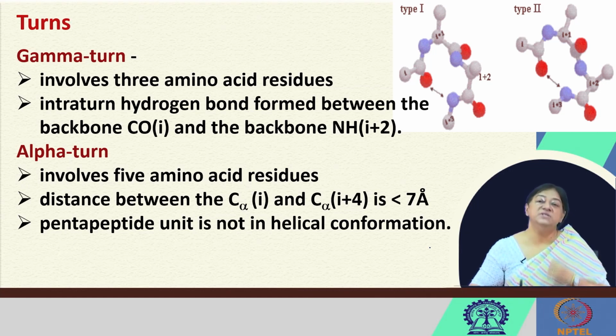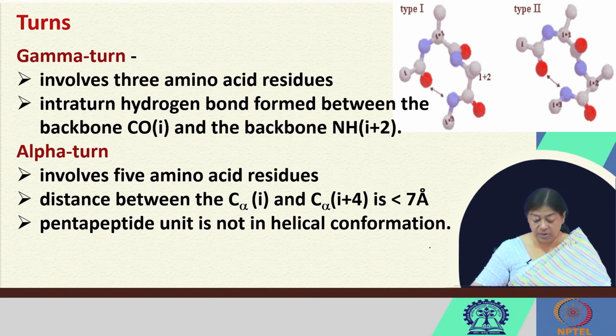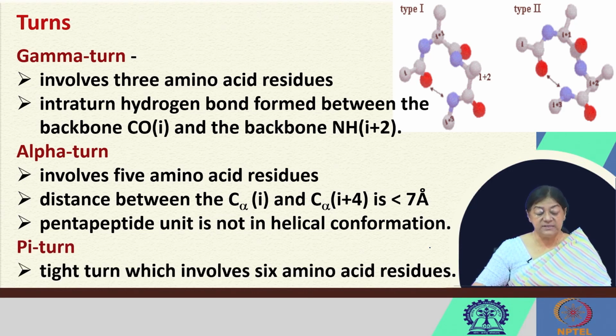There are other examples that we see here. For example, sometimes we call them an omega loop because it is shaped like an omega. So, these loops and turns have different terminology. Another one is the pi turn, which is a tight turn that involves around 6 amino acid residues. But nevertheless, overall these are linkers of the secondary structural elements. They do not have a specific structure for themselves, but because of their reversal in three-dimensional space, they do have hydrogen bonding possibilities between the backbone C=O and the NH that bring the parts of the polypeptide chain close to each other.